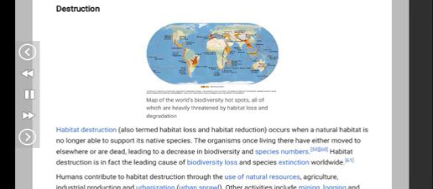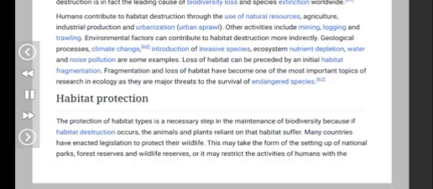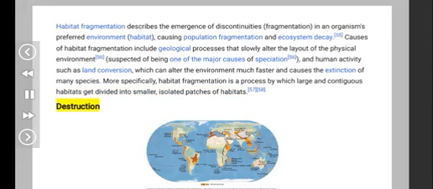Causes of habitat fragmentation include geological processes that slowly alter the layout of the physical environment, suspected of being one of the major causes of speciation, and human activity such as land conversion, which can alter the environment much faster and causes the extinction of many species. More specifically, habitat fragmentation is a process by which large and contiguous habitats get divided into smaller, isolated patches of habitats.